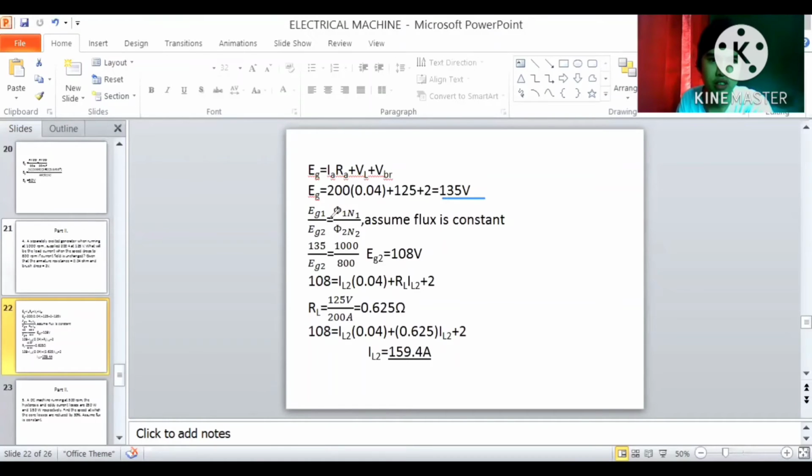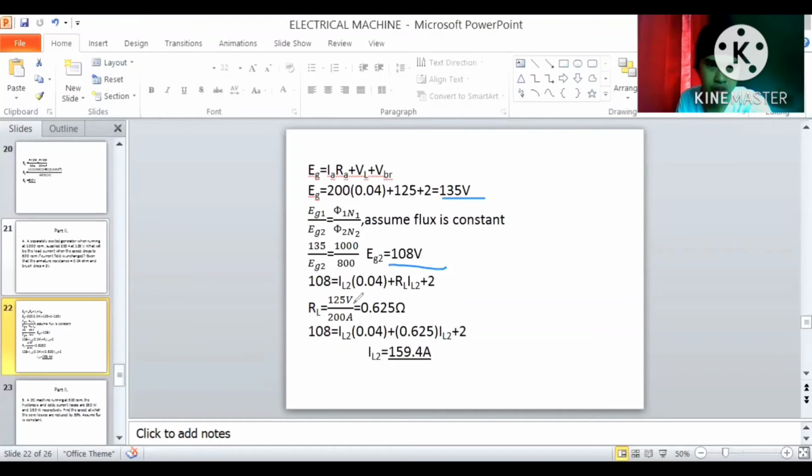So EG1 over EG2 equals flux 1 N1 over flux 2 N2. So we assume the flux is constant. So EG1 is 135 voltage over EG2 equals 1000 over 800. So EG2 equals 108 voltage. So 108 equals IL2 times 0.04 plus RL IL2 plus 2.